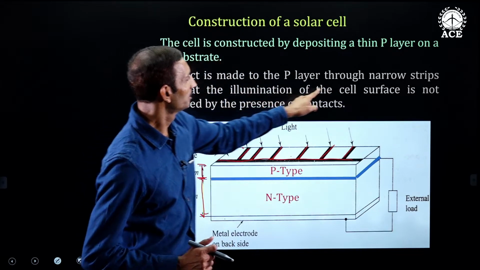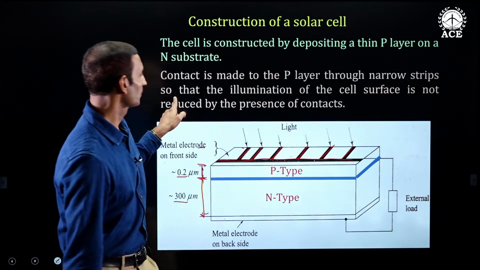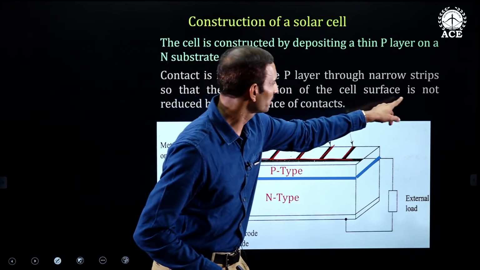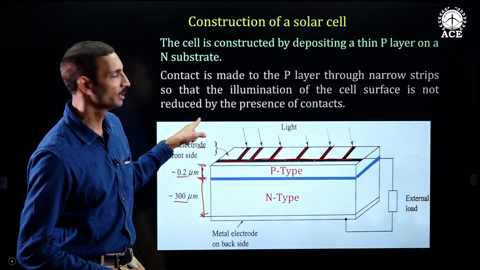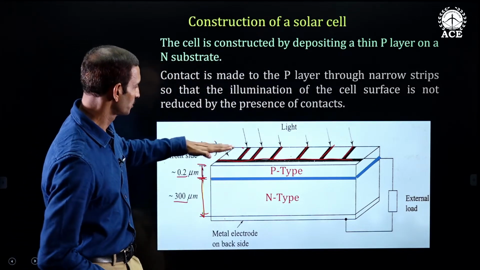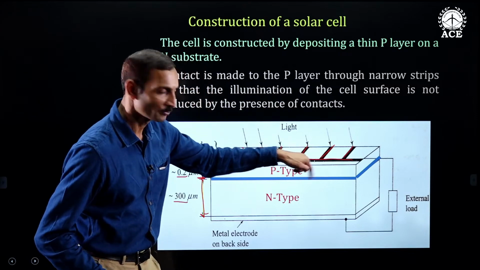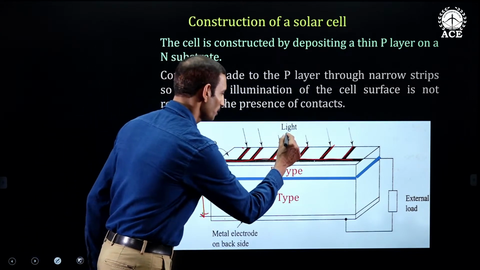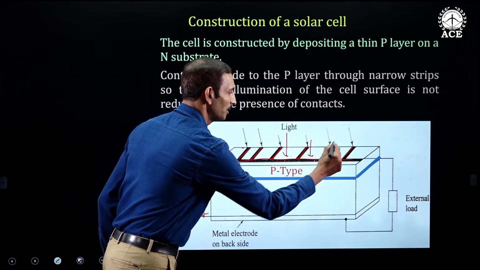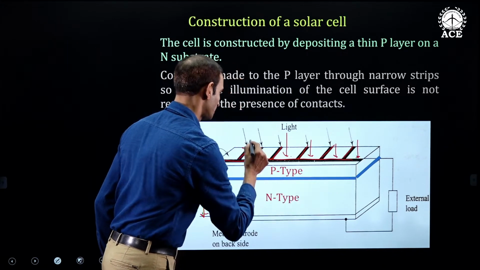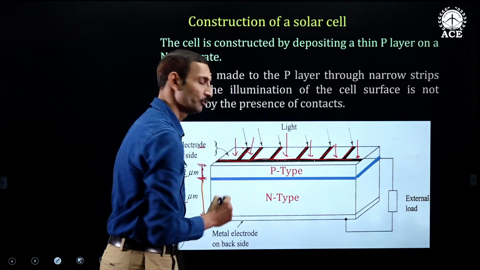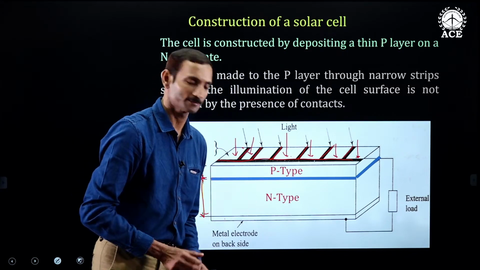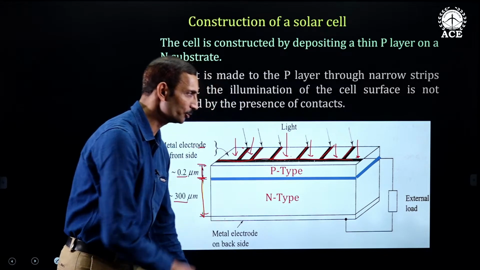It is made through narrow strips so that illumination of the cell is not disturbed. Cell surface is not reduced by the presence of contacts. So these are contacts. Still light can penetrate because these are very thin. So light can fall and seep into the material, and thus it can do its duty. What's its duty? We're going to discuss. Is that clear to you?